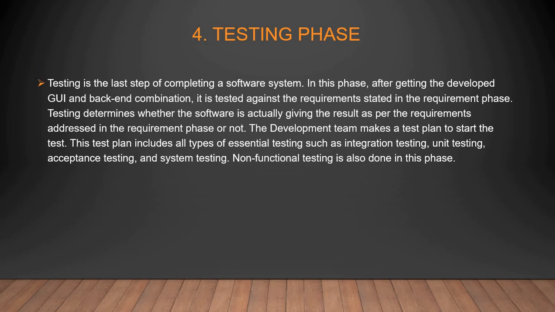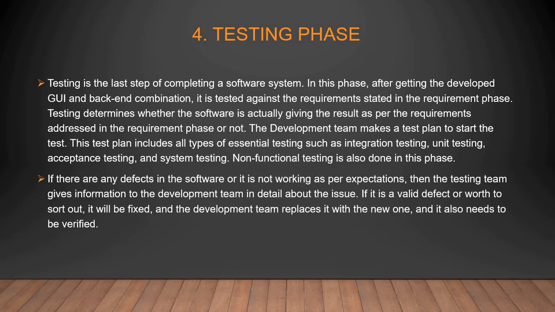Next one is testing phase. In this phase, tester is the last step of completing a software system. After getting the developed GUI and backend combination, it is tested against the requirement stated in the requirement phase. Testing determines whether the software is actually giving the result as per the requirement or not. The development team makes a test plan to start the test. This test plan includes all types of essential testing such as integration testing, unit testing, acceptance testing, and system testing, functional, non-functional. Every type of testing is also done in this phase.